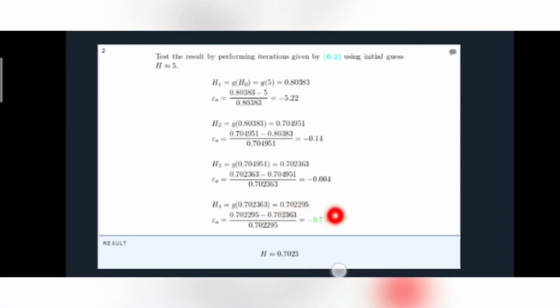And we see that h is roughly 0.7023. That's all, and thank you.